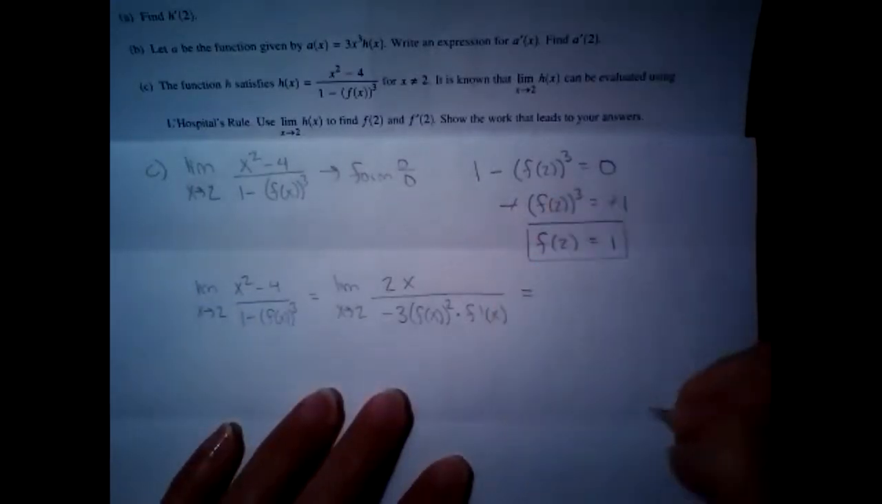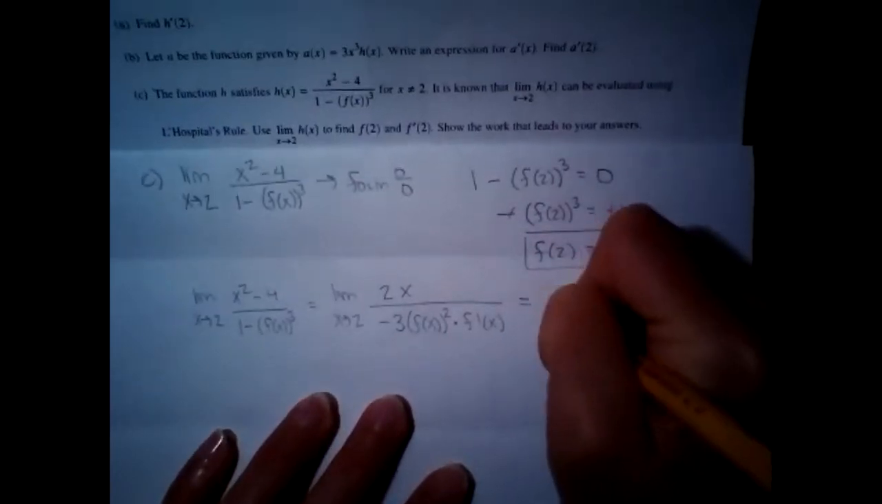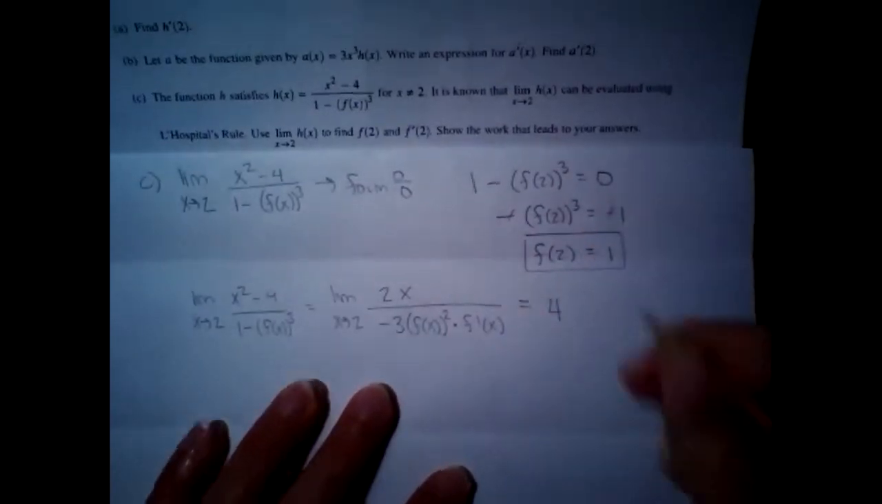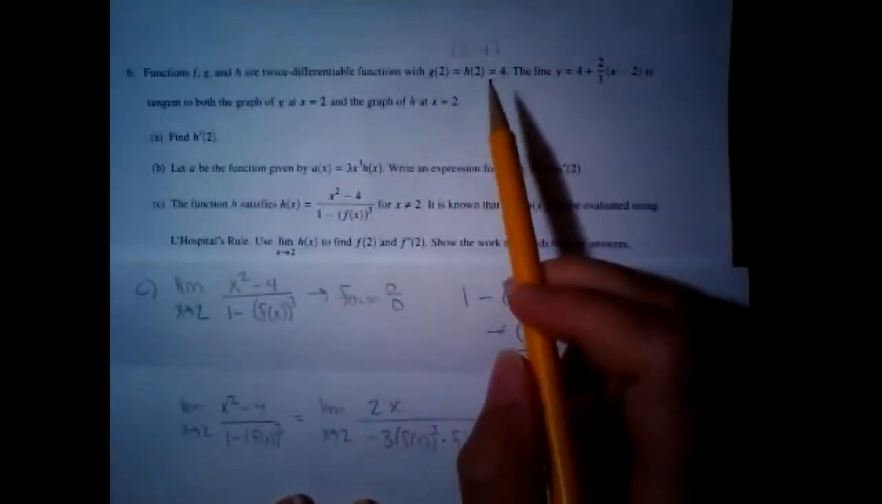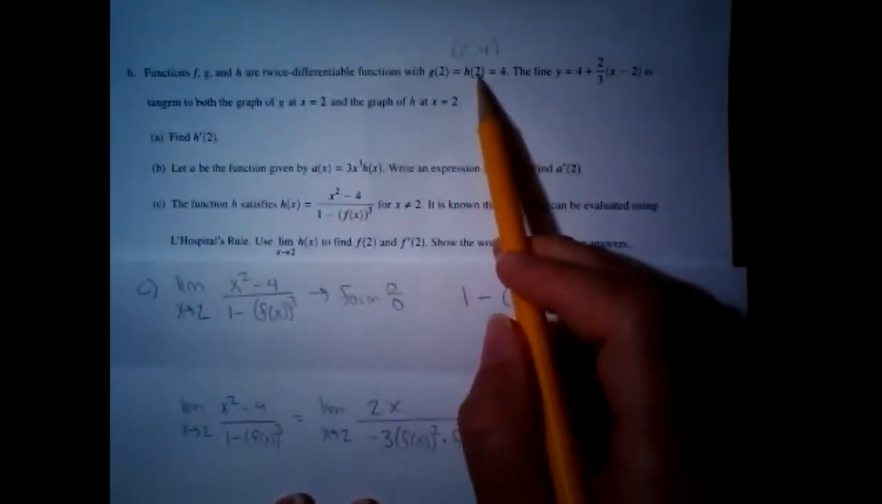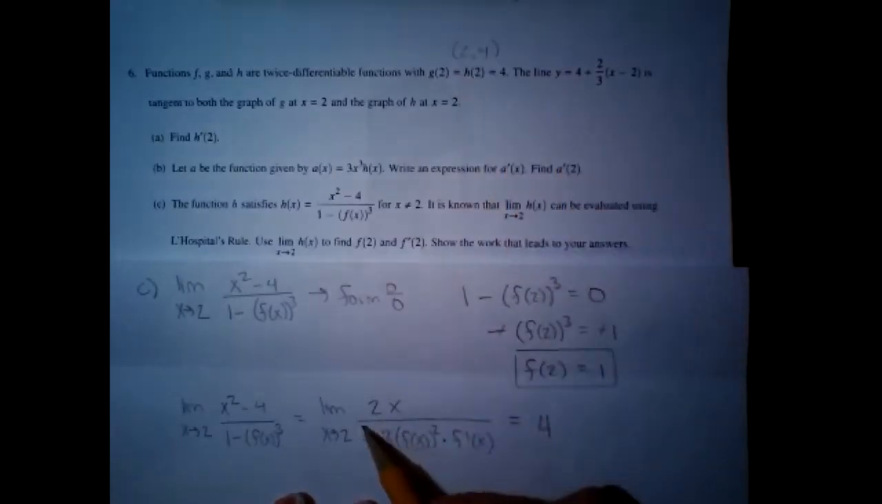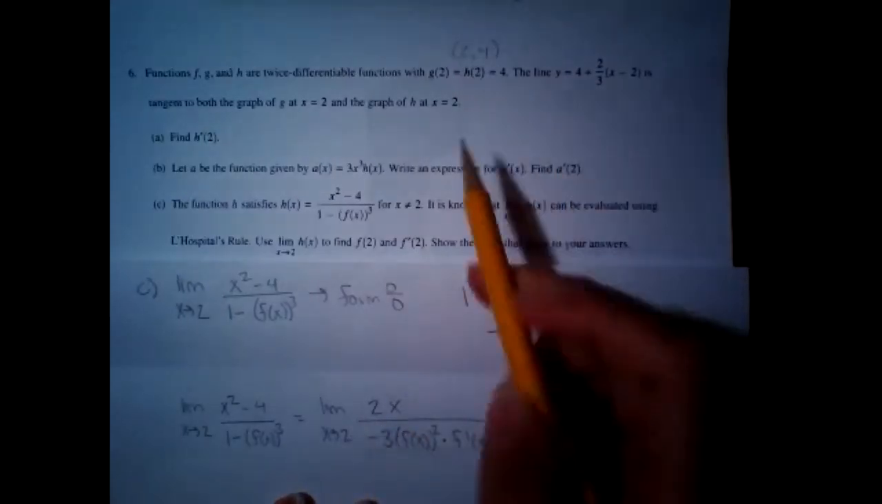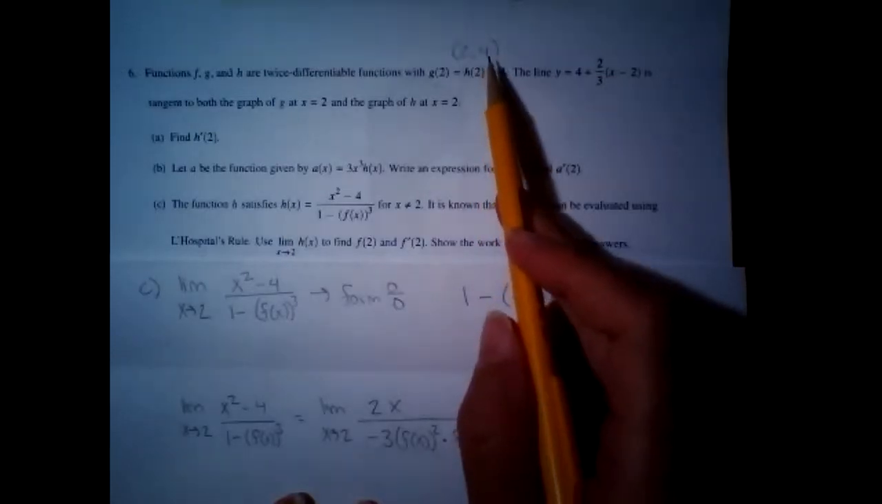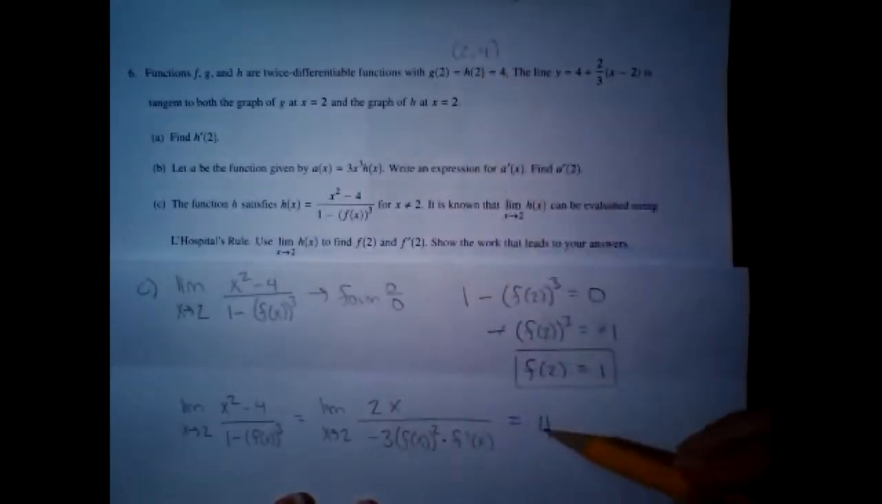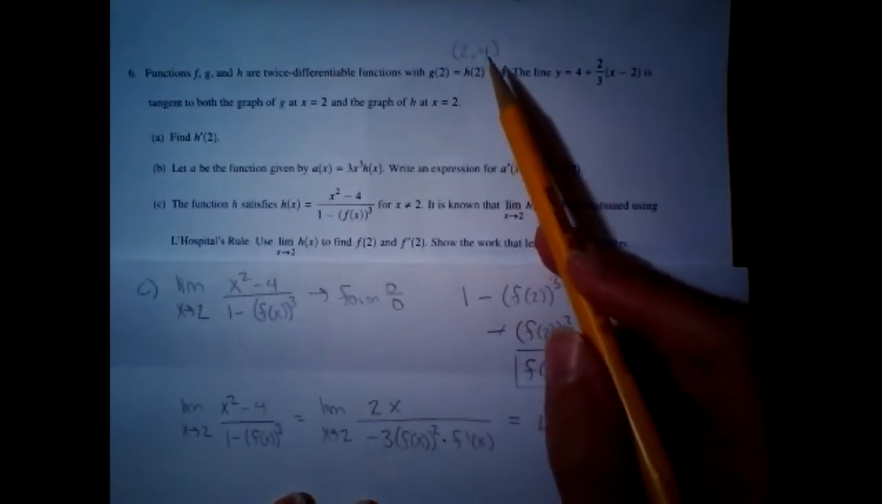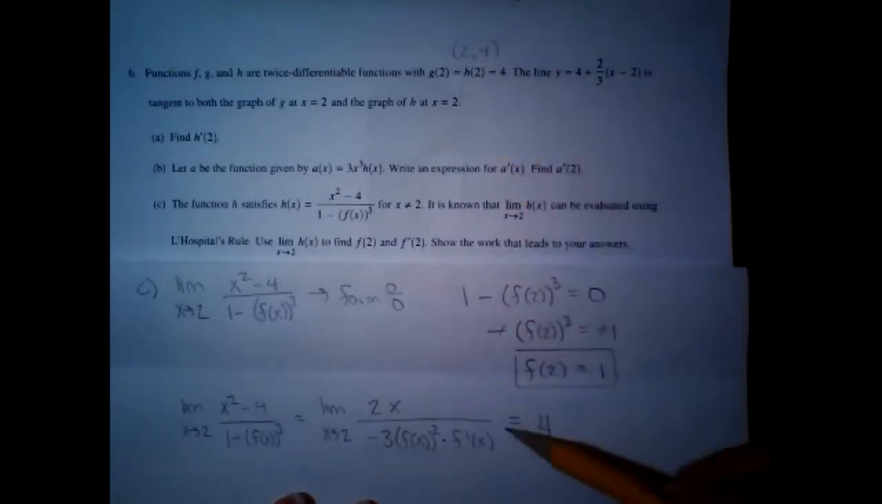Now they did tell us in a roundabout way what this is going to have to equal, and it's going to have to equal 4 because this function is continuous, and they tell us the point 2, 4 is on that graph. So when we do limit as x goes to 2 of all this mess, it's going to have to equal 4. And that, I think, is one of the trickiest parts of this problem, is realizing, oh, I'm going to have to set this thing equal to 4.